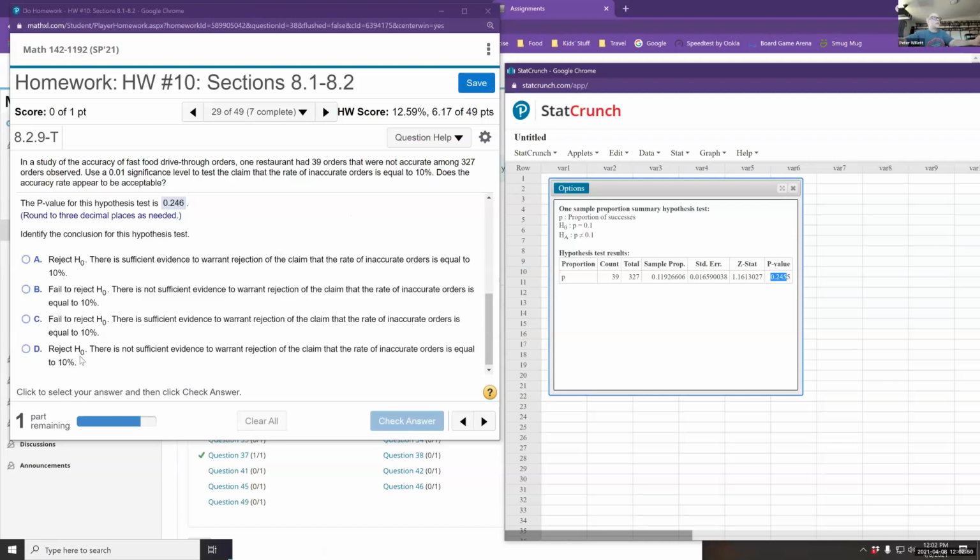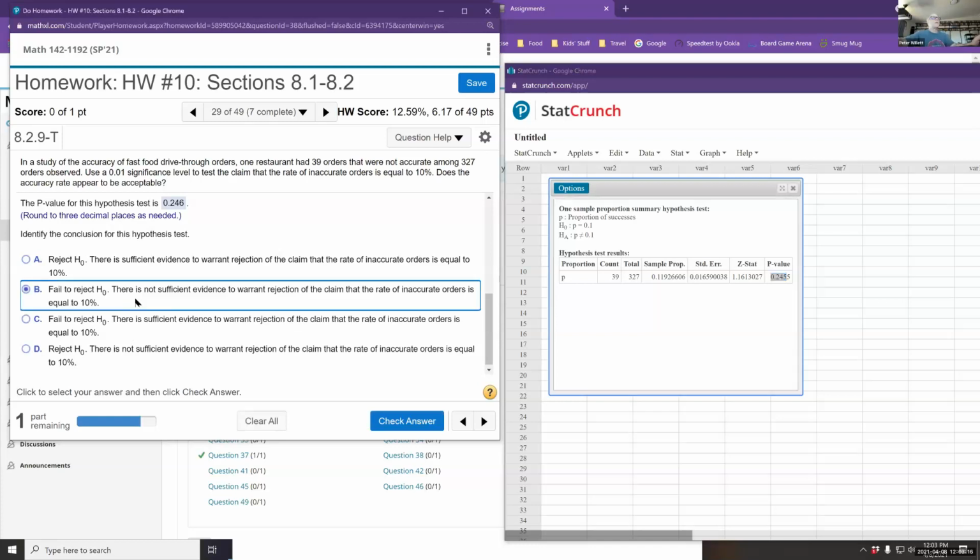So of our choices here, there's 2 that say fail to reject, B and C. One says you're failing to reject because there's not sufficient evidence to warrant the rejection. The other says we fail to reject because there is sufficient evidence to warrant rejection. Well, that doesn't make any sense. If there was sufficient evidence to warrant rejection, why are we failing to reject? So part C doesn't make any sense at all. Therefore, the answer is part B.